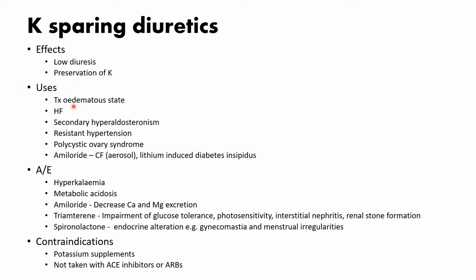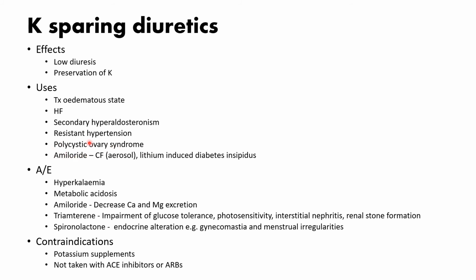So common uses is to treat edema. They're also used in heart failure patients to reduce cardiac remodeling, which may reduce mortality and increase the survival of the patient. They're used in secondary hyperaldosteronism and resistant hypertension. So in patients that have shown no response with a cocktail of other different antihypertensive medications, then we might use potassium-sparing diuretics to help them. They're also used in patients with polycystic ovarian syndrome because they block androgen receptors, which inhibit steroid synthesis. But I think this only happens with high doses.